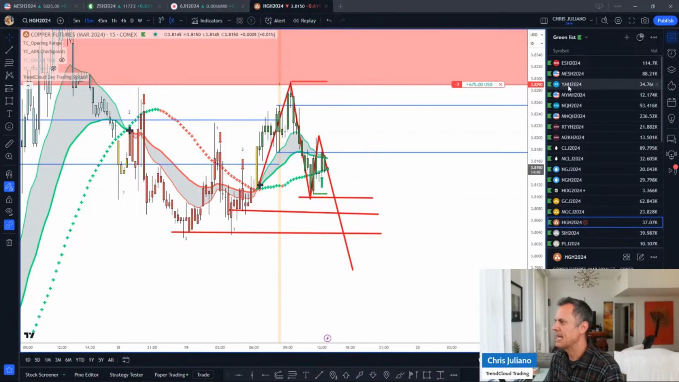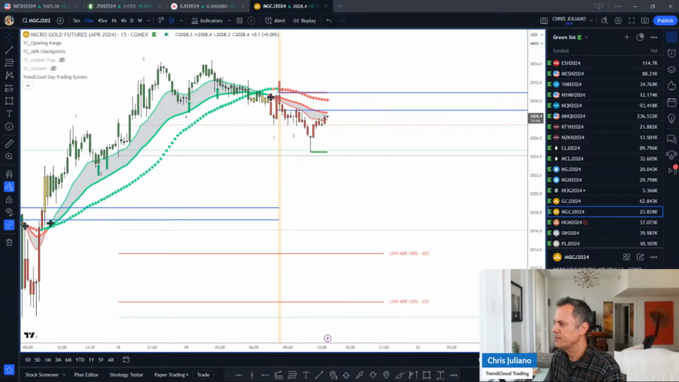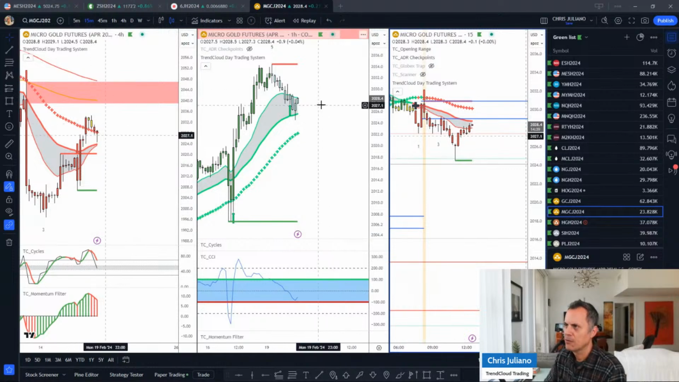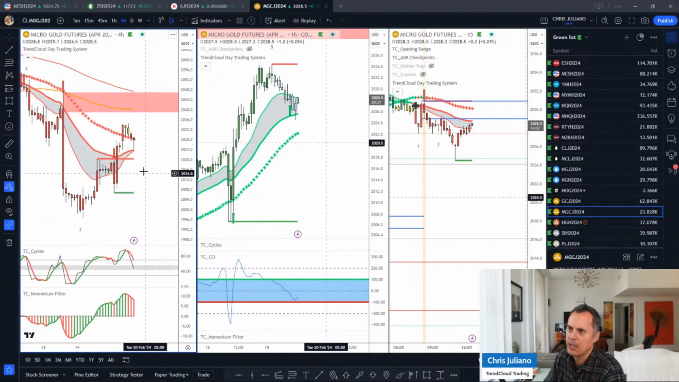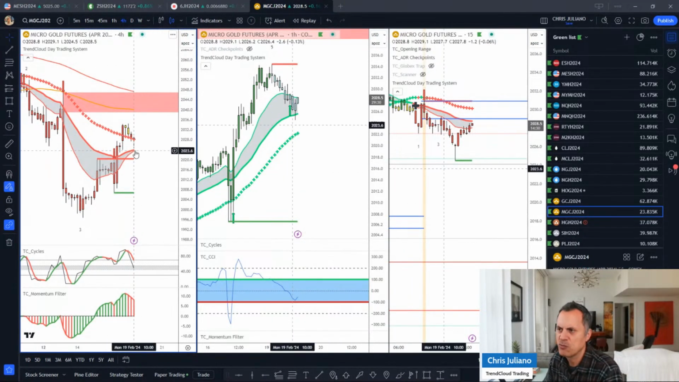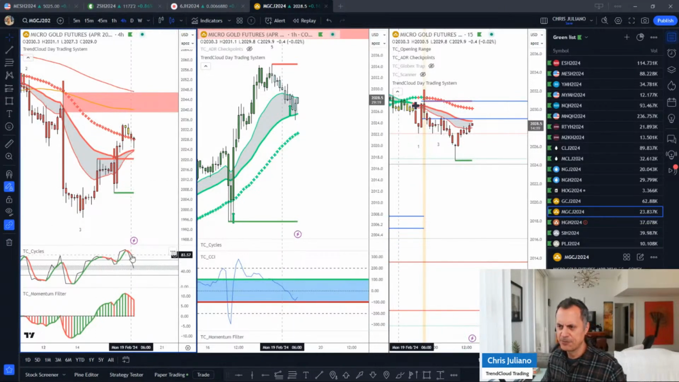Let's take a look at gold and see what did gold do today. Okay, very nice. Okay, so high time frame, pulling back above the trend cloud, right? We almost have a trend reversal signal here on the high time frame. So we're sort of in the middle. We're sort of in between an uptrend and a downtrend on the highest time frame. But we are cycling down with momentum also down.